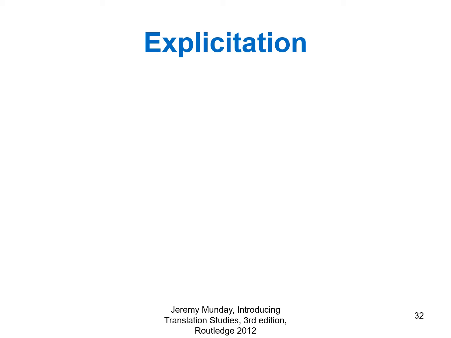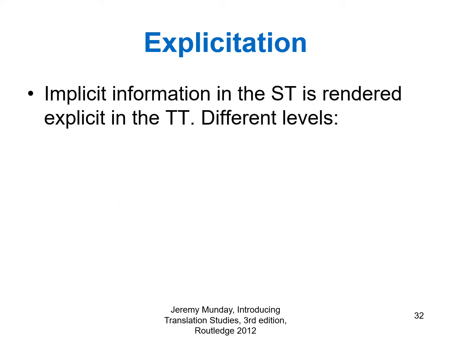Then we have explicitation. Explicitation is a very common translation feature and has been researched quite a bit. Explicitation involves information that is general or implicit in the source text being made explicit in the target text. So it's taken to the surface, or emphasized, or foregrounded in the target text.